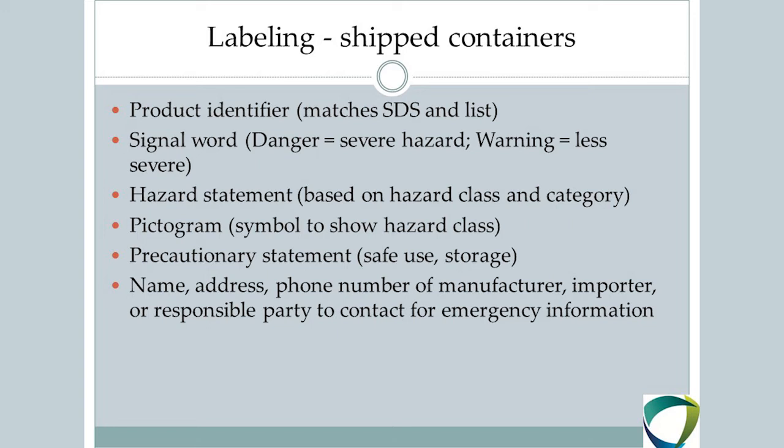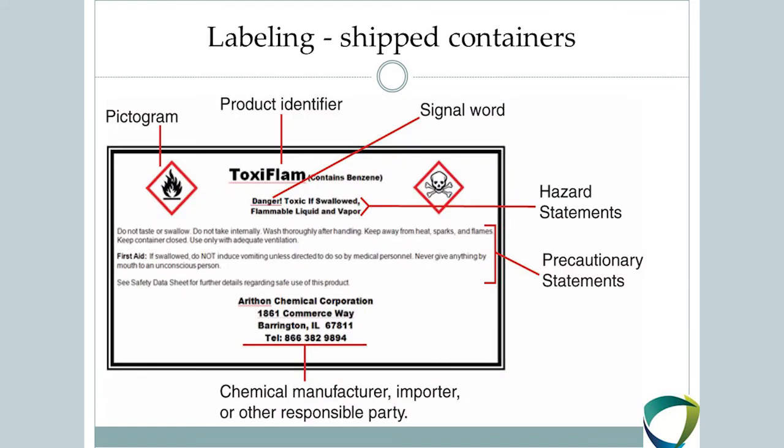Next is the hazard statement. This is a brief statement for a hazard class and category to describe the nature of the hazard. A pictogram, which is a symbol used to show you the chemical's hazard class. There are 8 pictograms used to meet the Hazard Communication Standard's labeling requirements, and 1 additional pictogram is used to show environmental hazards. Precautionary statements recommend the steps you should take to safely use, handle, and store the chemical. Finally, the name, address, and telephone number of the chemical manufacturer, importer, or other responsible party. The responsible party is someone who can provide more information on the chemical and what to do in case of the emergency.